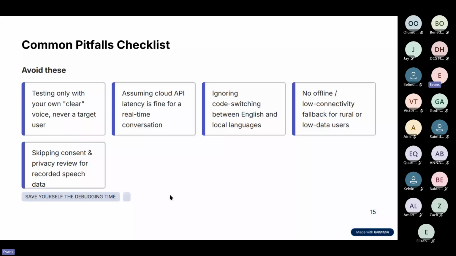All right, and then don't skip consent and privacy review for recorded speech data. If by any chance you are recording data from people, let them know, right, what you are using it for. Make sure it is formal. You don't want to commercialize someone's voice and be profiting from it when they know nothing about it.